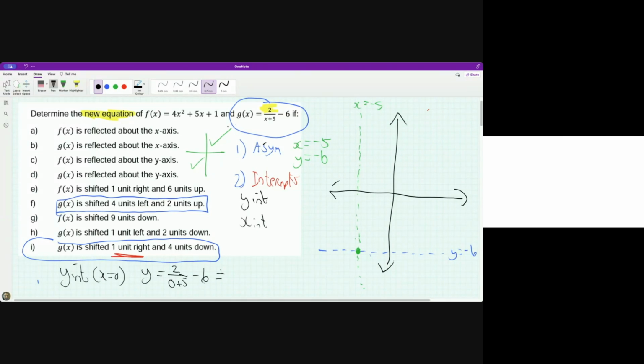So, what do we have? 2 divided by 5 minus 6. We get -28/5, or as a mixed number, -5.6. And then what do we get for the x-intercept?